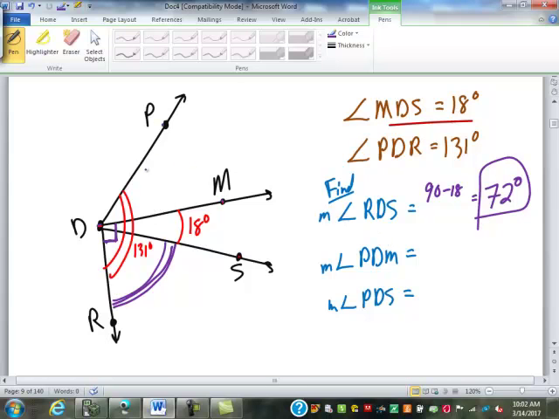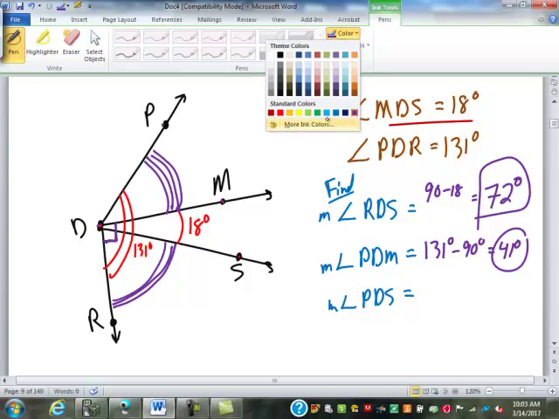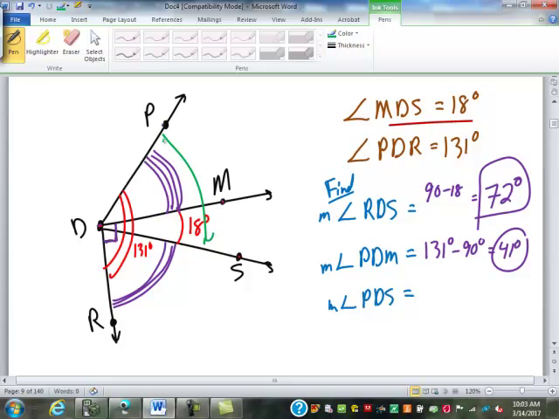PDM here. How do we find PDM? 131 minus 90 is 41 degrees. PDS, that is this one. I'll do it in a different color. Well, PDM is 41, plus MDS is 18. Add them together, 59 degrees. Good stuff? That's not too bad. Not terrible.